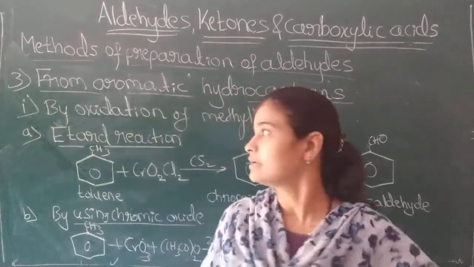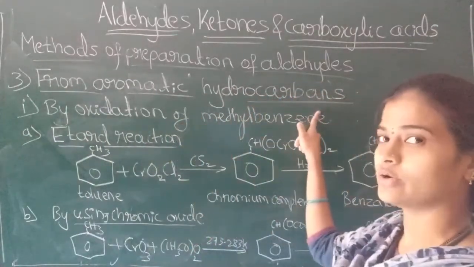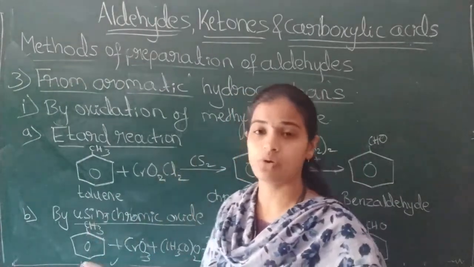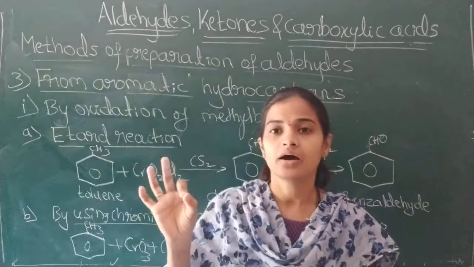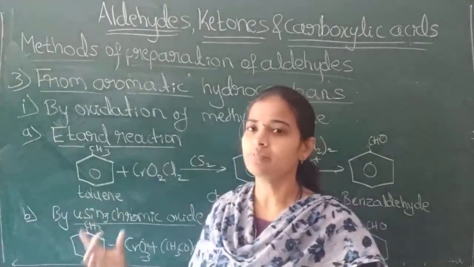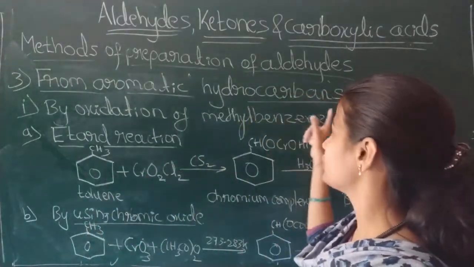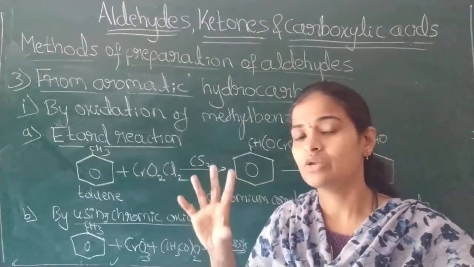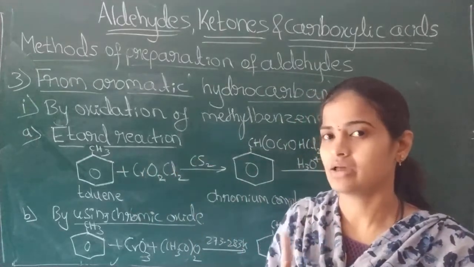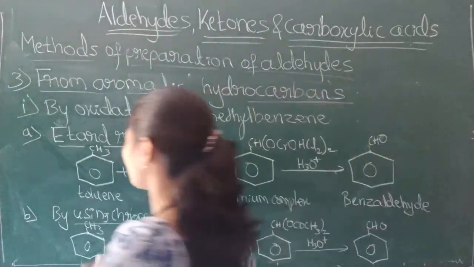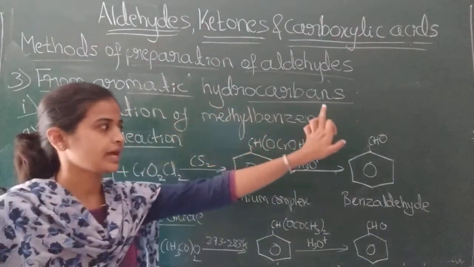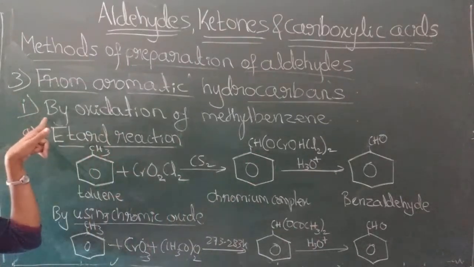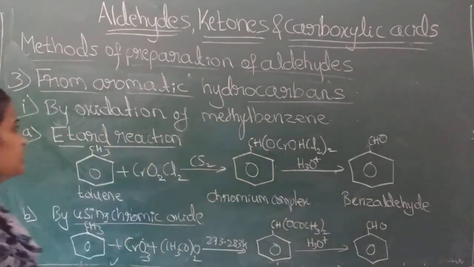Okay, now we see the third method, from aromatic hydrocarbons. This method is for the preparation of particularly benzaldehyde. Remember, we are preparing benzaldehyde by using aromatic hydrocarbons. Aromatic hydrocarbons means the compounds in which an alkyl group is directly attached to the benzene ring. By using the aromatic hydrocarbons, benzaldehyde can be prepared by oxidation of methyl benzene.